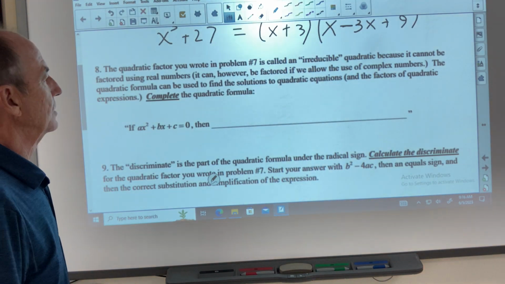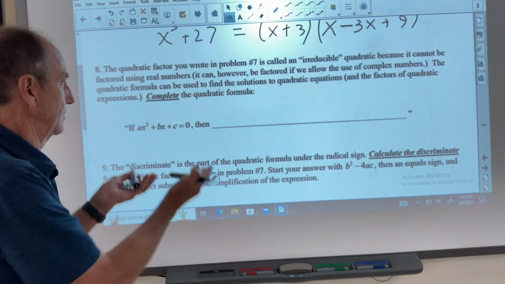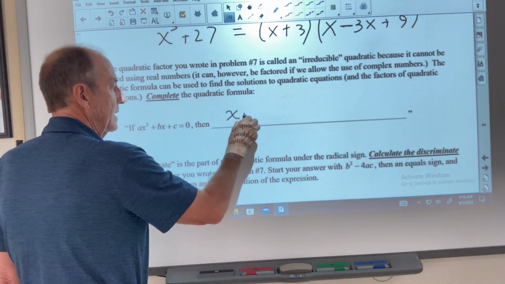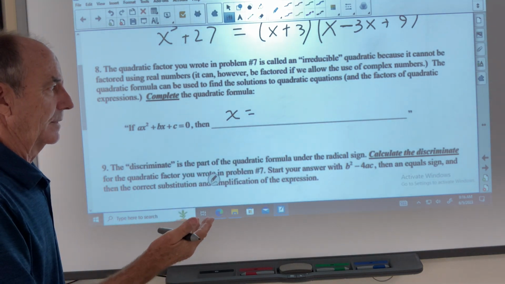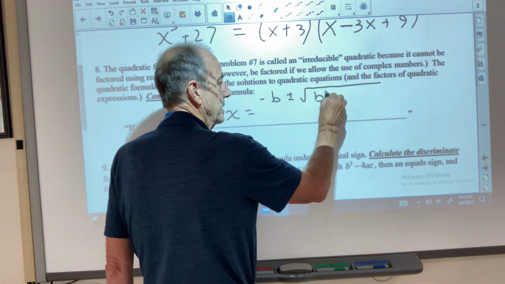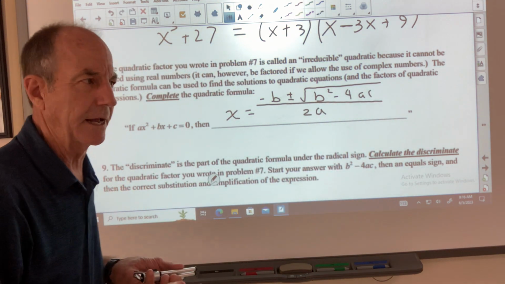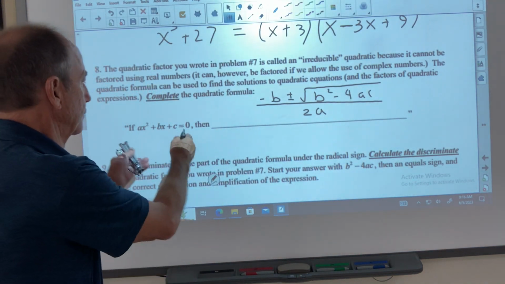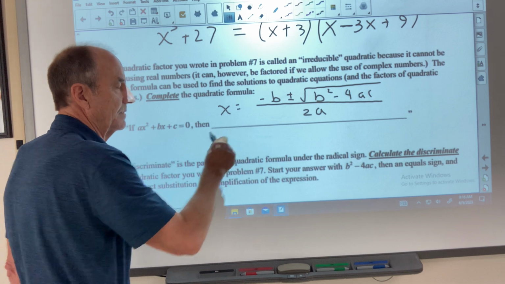Okay, the quadratic formula can be used to find solutions to quadratic equations. Complete the quadratic formula. So this is just simply, can you remember how this goes? You needed to start off with x is equal to, and then that formula. If you only have the minus b and plus minus the square root of b squared minus 4ac over the 2a, you really haven't finished the conditional. Right? If this is true, then what can you say? Well, what you can say is that x is going to be equal to that. So you need to have the x is equal to.